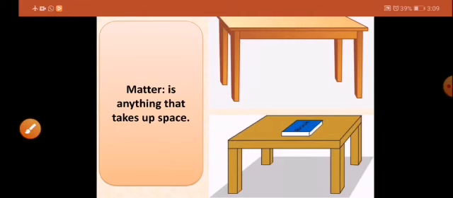Okay, if you look around you, can you find any matter? Of course. For example, your phone, or the air around you, which takes up space from the room. Even you are matter because you take up space. So, everything around us is matter.